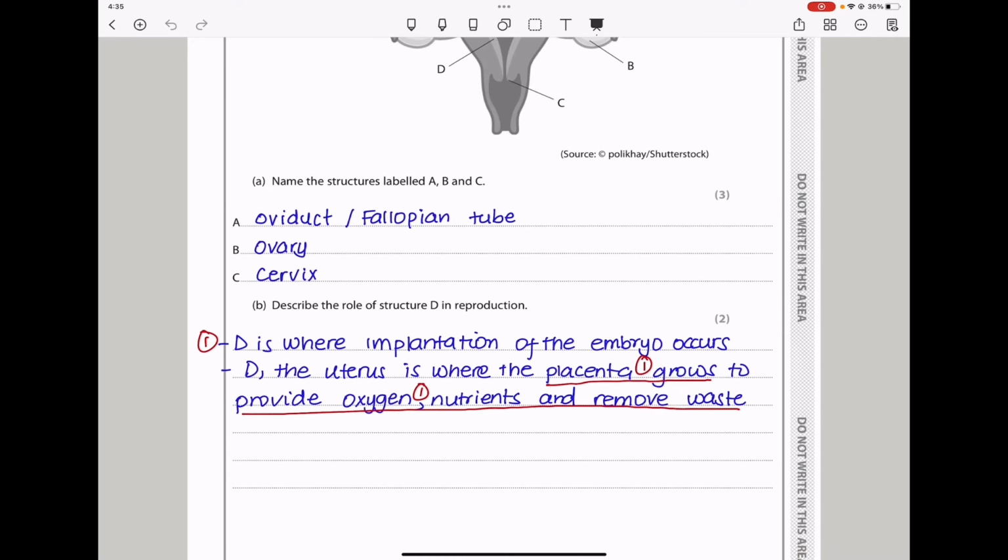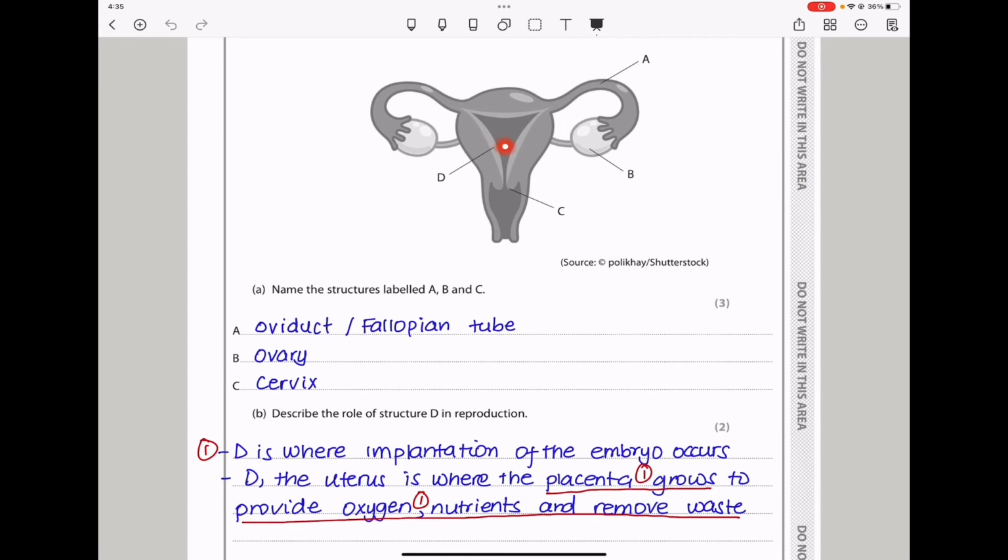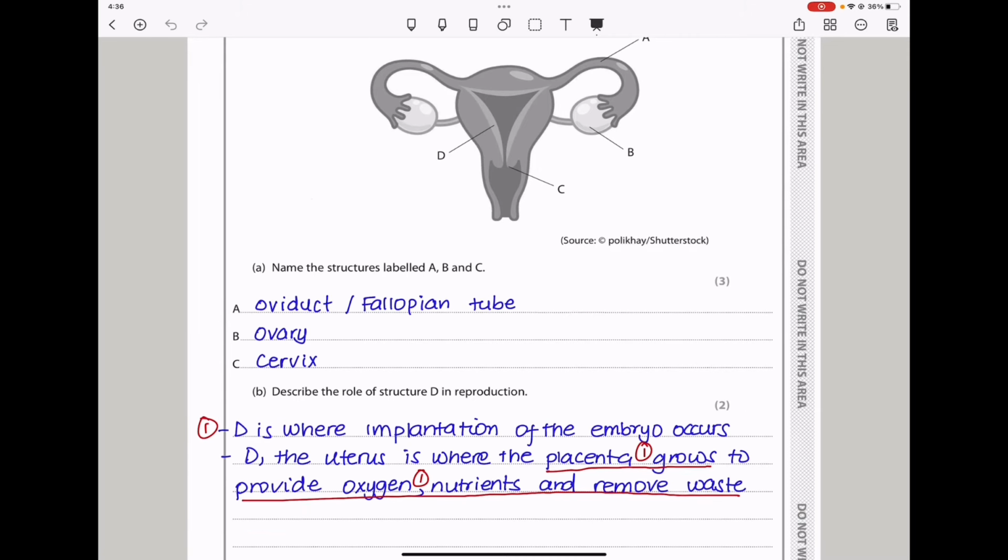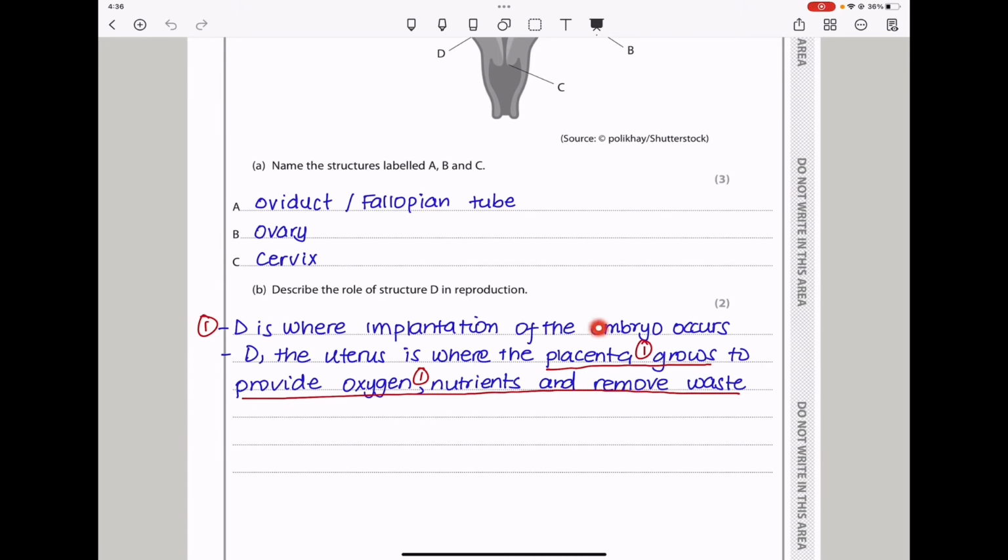Then in part B they say, describe the role of structure D in reproduction. D is the uterus. The uterus allows for the embryo to implant, and it also allows for the formation of the placenta so that the fetus can be supplied with oxygen and nutrients, and then so that waste can be removed. So I said D is where implantation of the embryo occurs, and in D, the uterus is where the placenta grows to provide oxygen and nutrients as well as removal of waste.